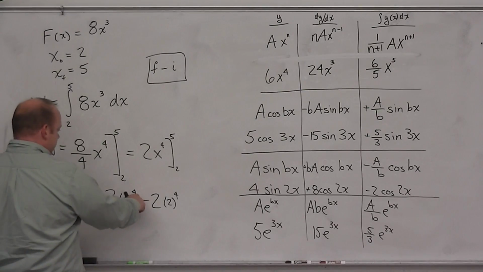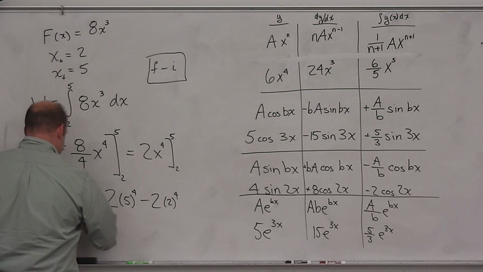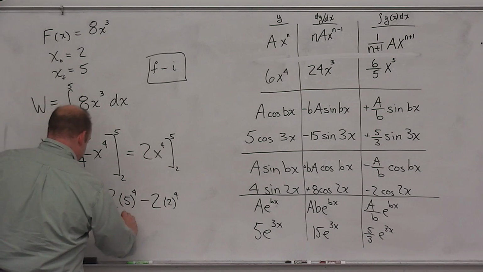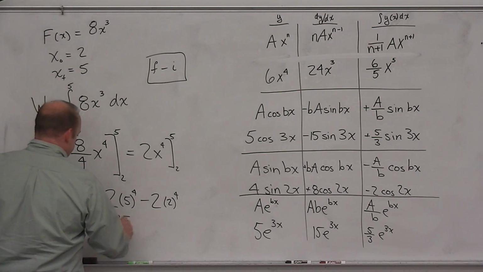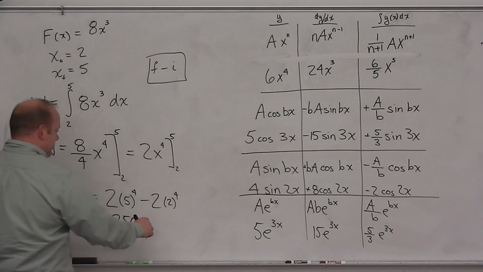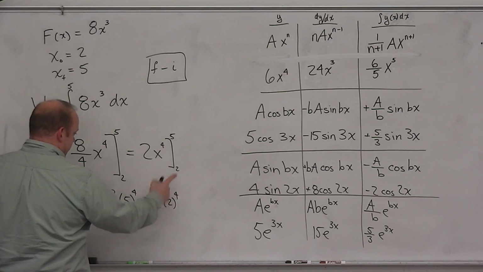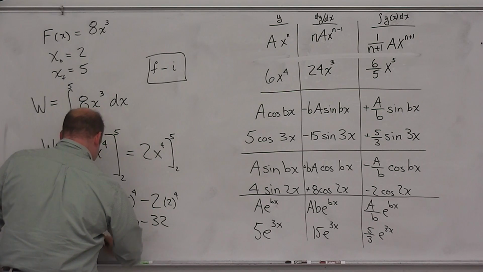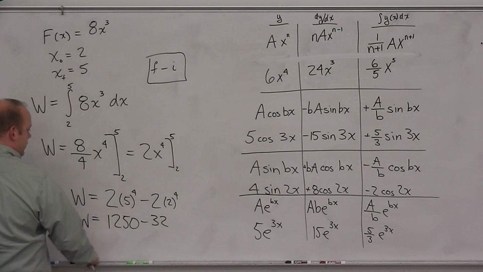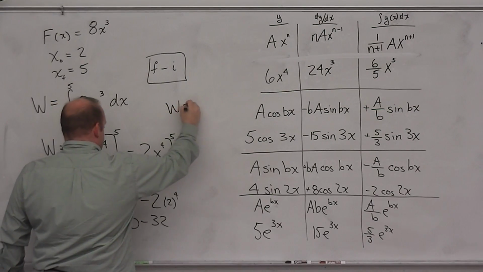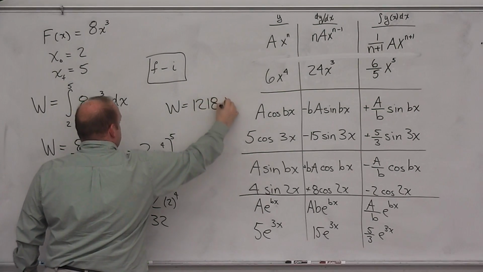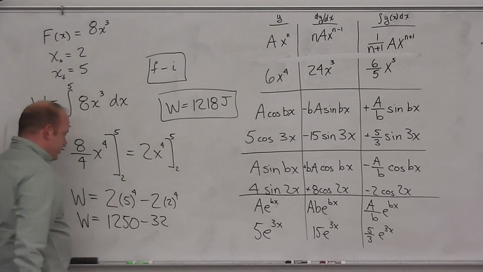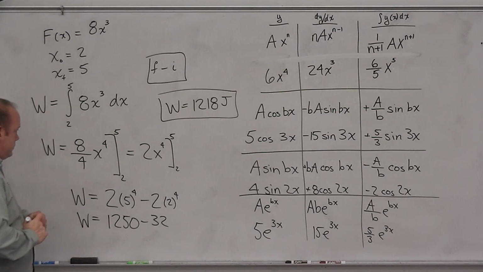Okay? 5 to the 4th is 25 times 25, which is 625. So 2 times 625 is 1250. Minus, this is really 2 to the 5th, the whole thing. So 2, 4, 8, 16, 32, minus 32. So the work done in this case is equal to 1218 joules.